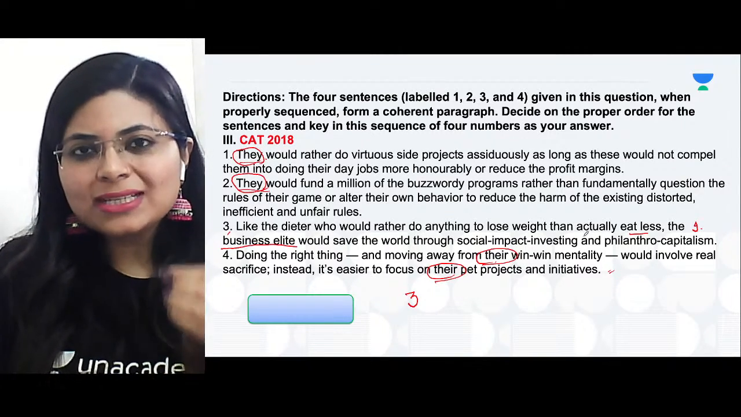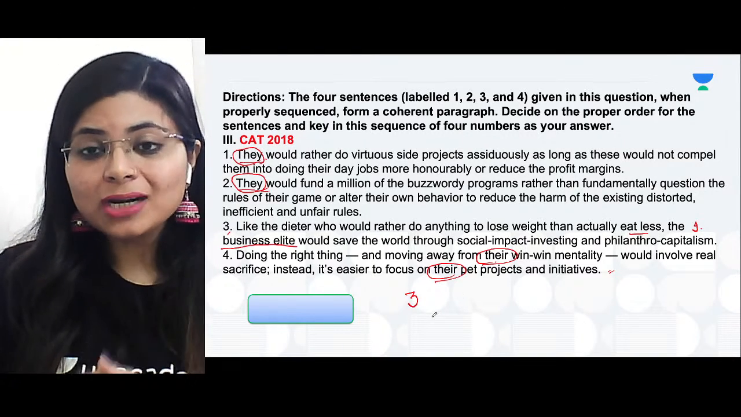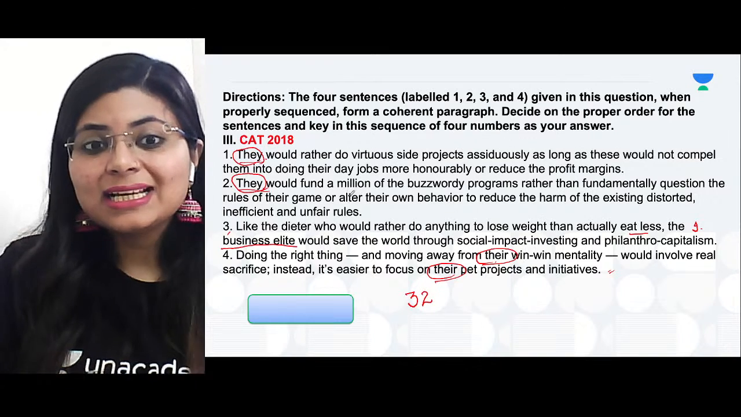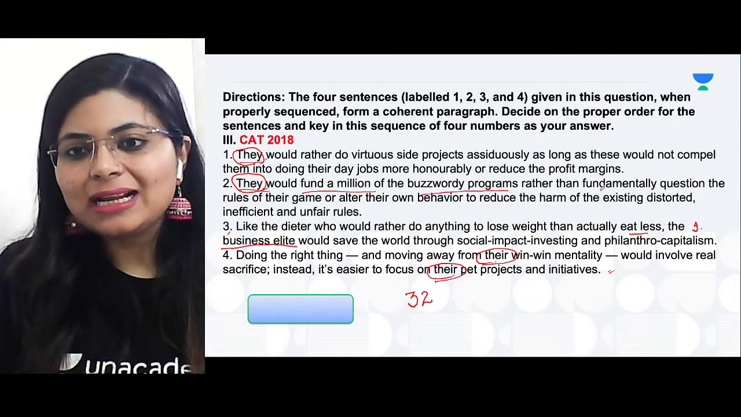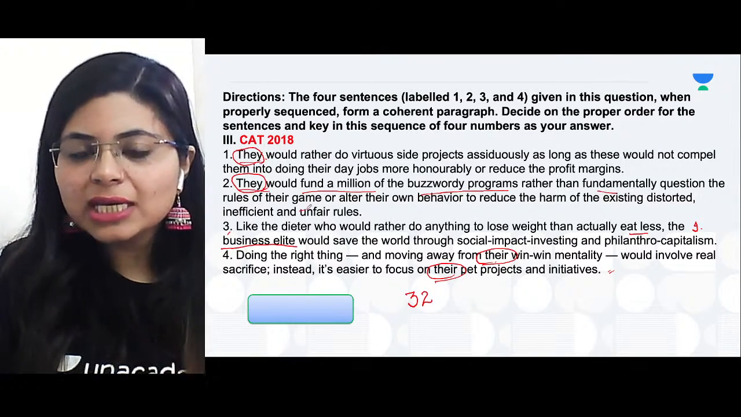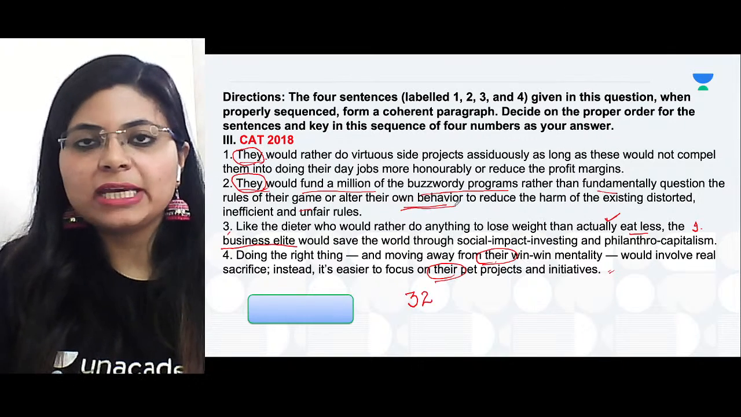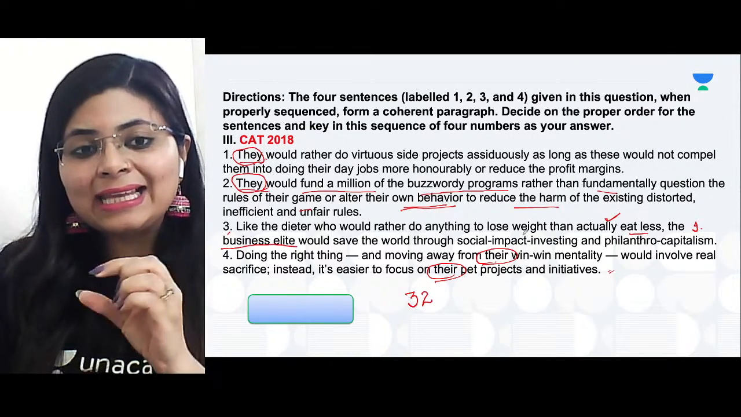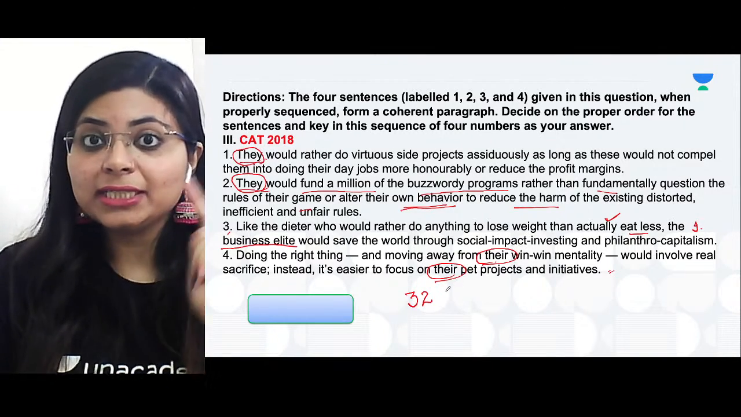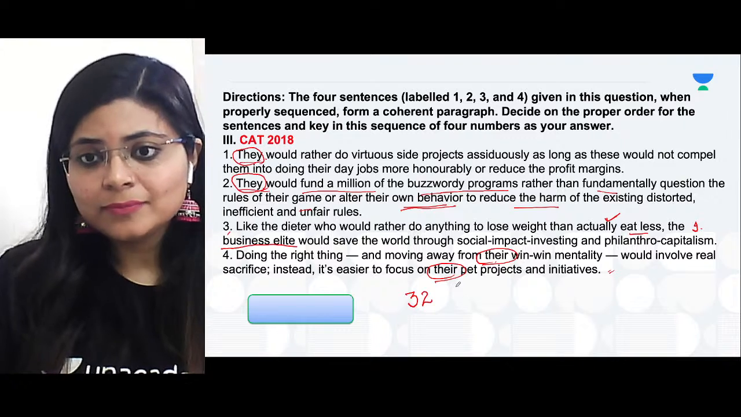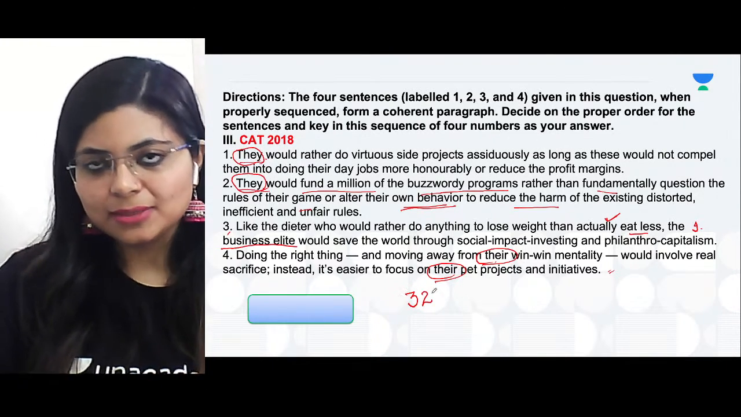You will not do the actual central thing to losing weight, but you're doing everything else. So therefore, what will come after this? Two will come after this. They would fund a million, who? The business elite, of the buzzwordy programs rather than fundamentally question the rules of the game or alter their own behavior. I don't eat less, I'm not altering my own behavior, I'm not reducing the harm. So the analogy of the dieter versus the business elite, which was introduced in three, has been elaborated in two. So that's the mandatory pair of the existing distorted, inefficient, and unfair rules. So that solves half the question.